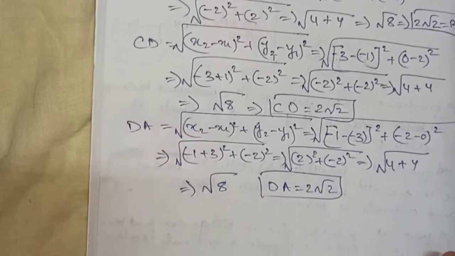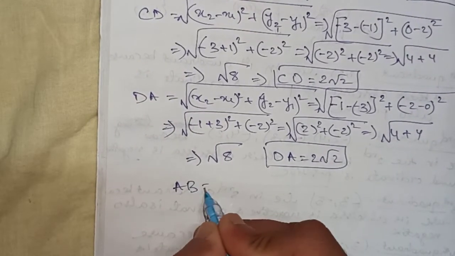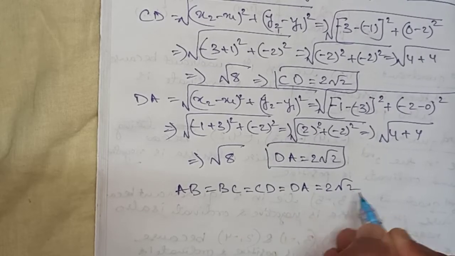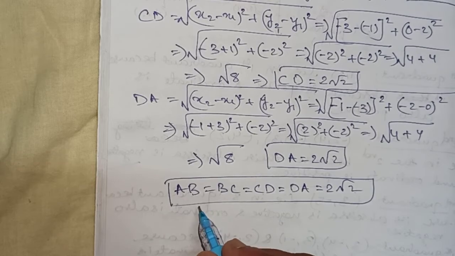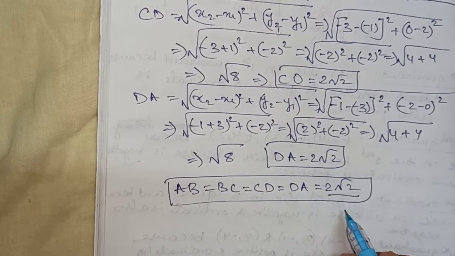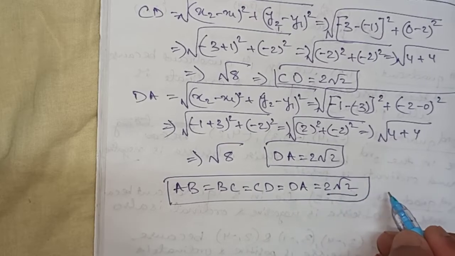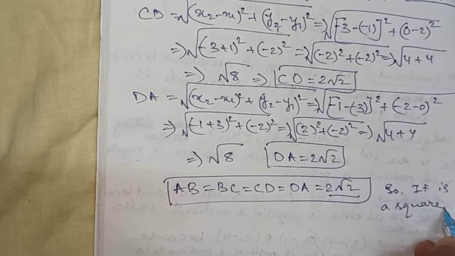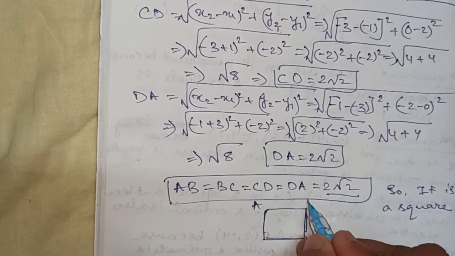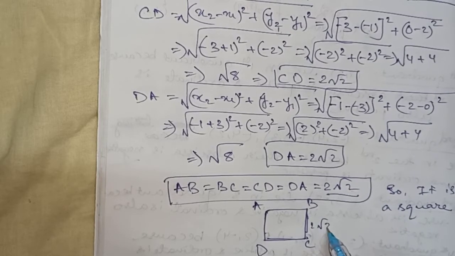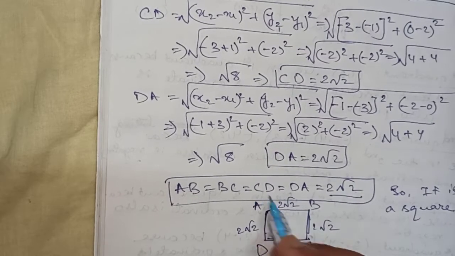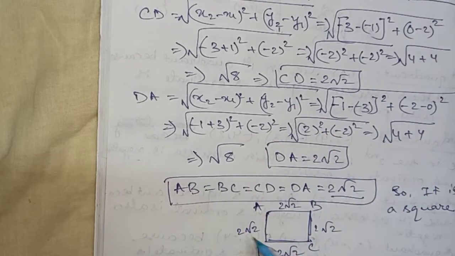So as we can see that AB equals BC equals CD equals DA equals 2 root 2. All the lengths of these sides are 2 root 2, that means all the lengths are equal. So it is a square, because in a square all the sides are equal. That's why ABCD forms a square from the quadrilateral.